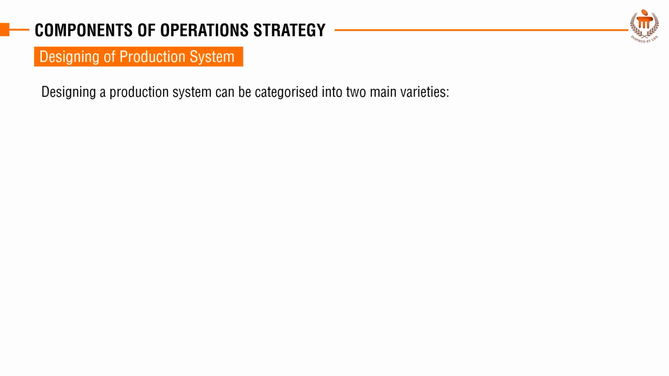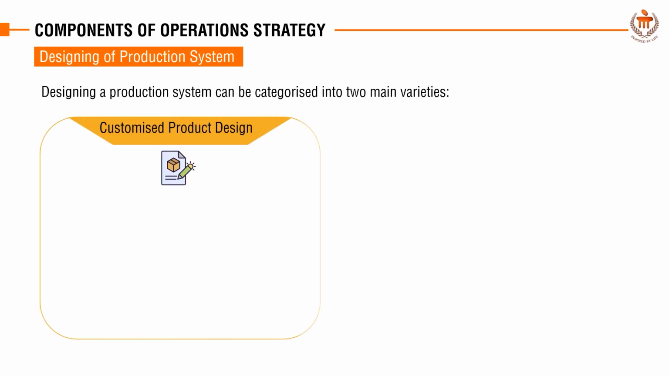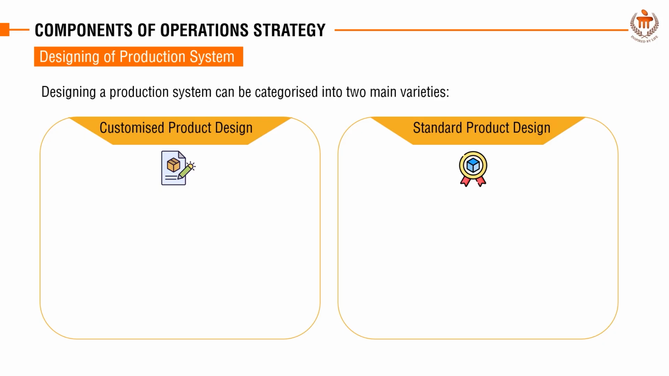Designing a production system is crucial for effectively meeting customer needs and optimizing manufacturing processes. This design can be categorized into two main varieties: customized product design and standard product design. Each approach has its unique characteristics and applications depending on the market demand and product specifications.